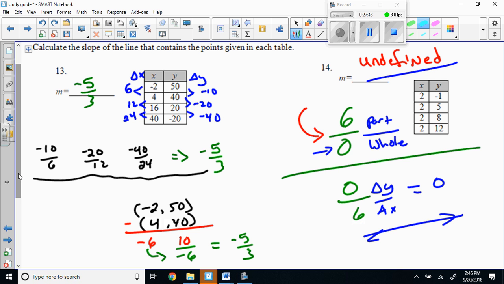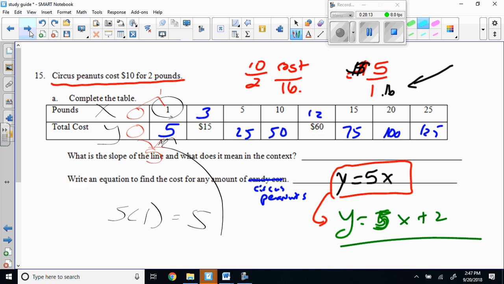Now, let's look at the last problem. The last problem has to deal with circus peanuts, right? Tell me how much circus peanuts cost. $10 for how much? I need you to take 15 seconds and find me the rate of change. Go. Now, y'all ready? Let's do this thing. Booyah! Woo!